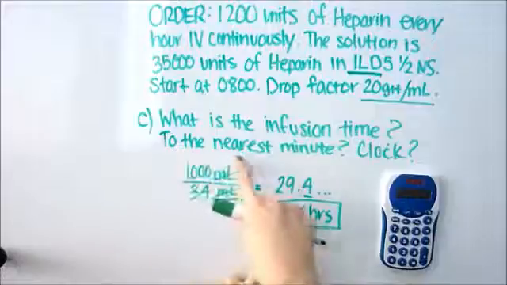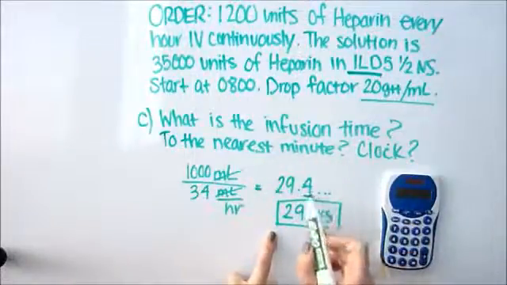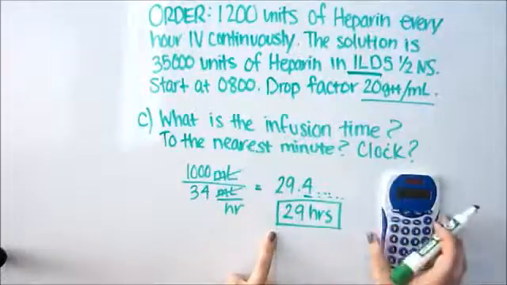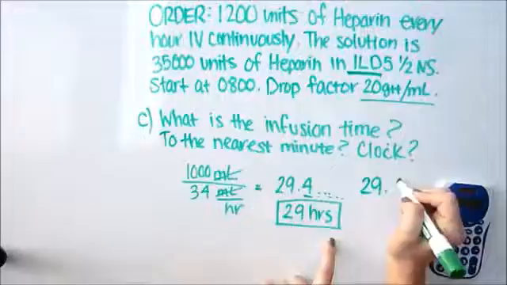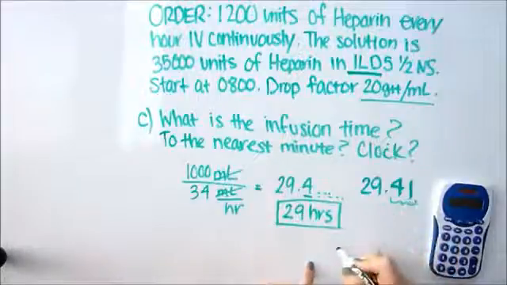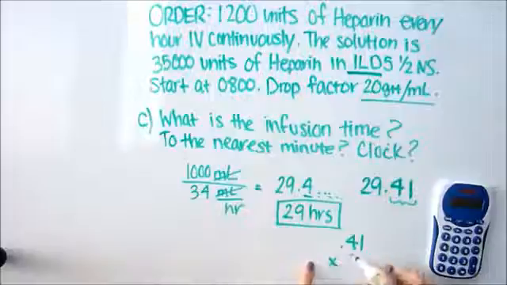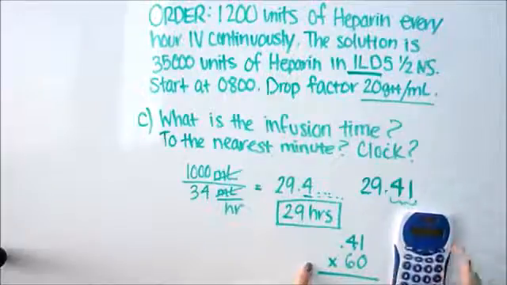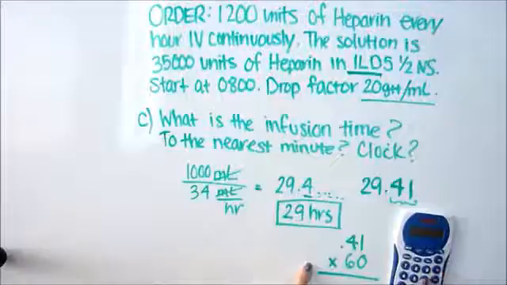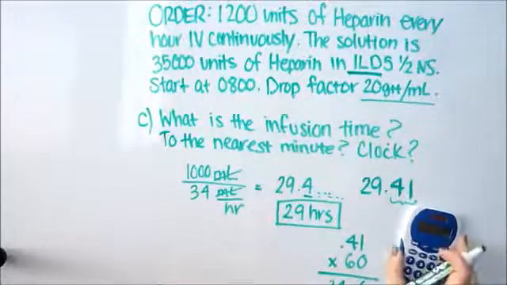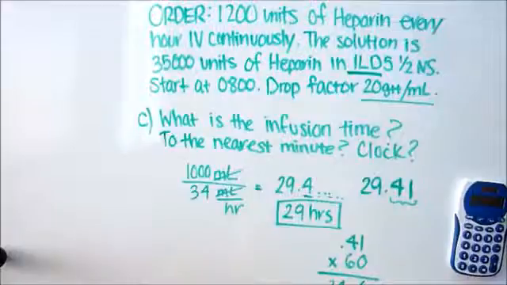However, now it's asking to the nearest minute. So we actually do have to look at what is after the 0.4, right? Because that doesn't mean 40 minutes or anything like that. So 29.41, right? We're going to look at the tenths and the hundredths spot. So we're going to take 0.41 and multiply that by 60, because there's 60 minutes in 1 hour. So take our calculator, put 0.41 times 60 equals 24.6. And then 6 is greater than 5, so we have to round up. So it would be 25 minutes.